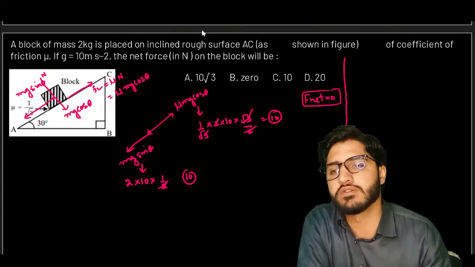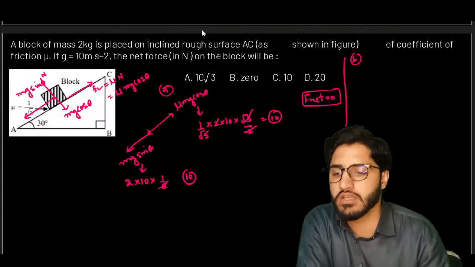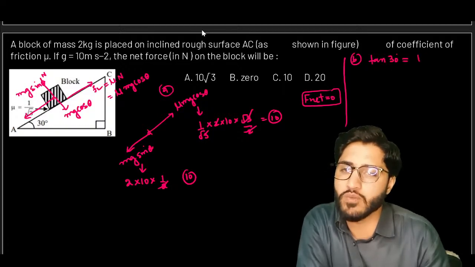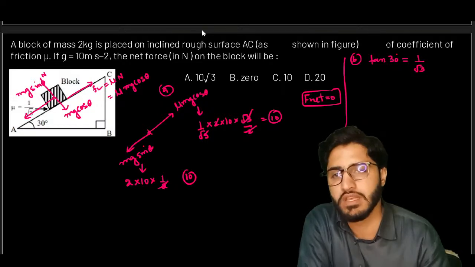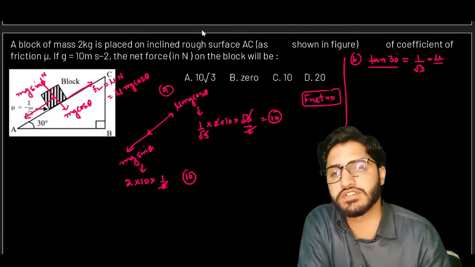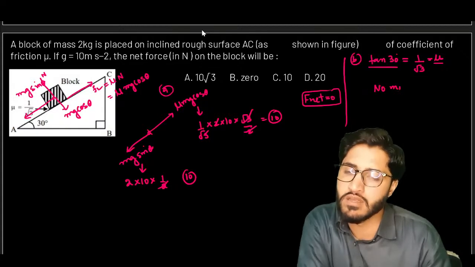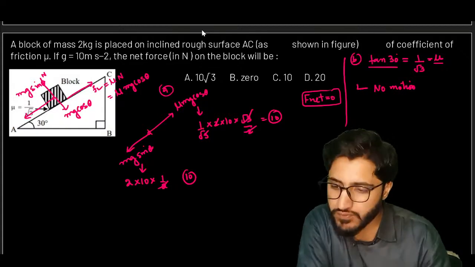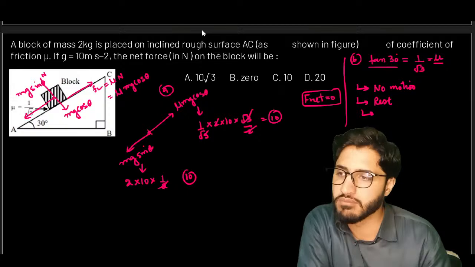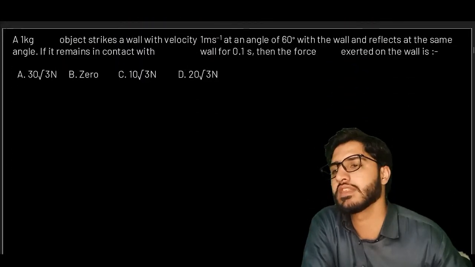There is one more approach. This is A and B. How can we get it? If I write tan theta, it is tan 30 degree, which is 1 by root 3. Yes, sir. And it is equal to nu. If my tan theta is equal to my coefficient of friction, in this particular case I can say there is no motion. If there is no motion, the body will be at rest. That means my force will be 0. We can do it like this also.